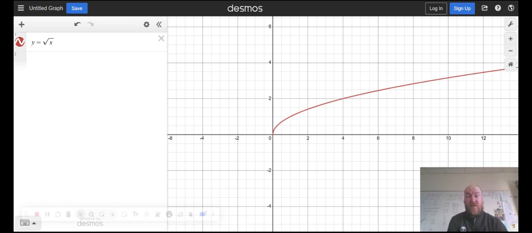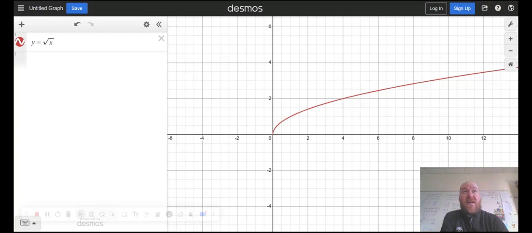Hello there. In this video, we're going to talk about translating and reflecting functions. So I'm here on Desmos. I have graphed y equals the square root of x. Now that's a very basic function in that there's no adding or subtracting. Nothing's happening to the x other than the square root.